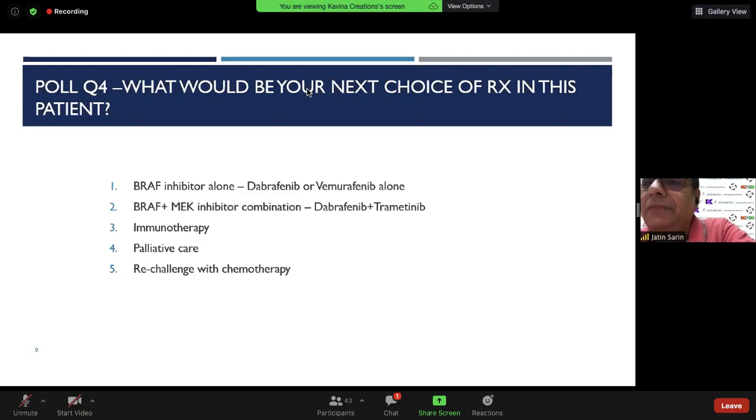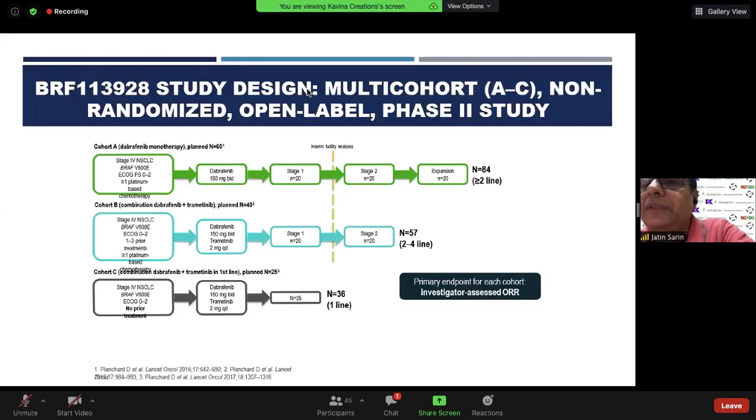Though she has been given 3 lines of therapy, there is still a case for starting BRAF inhibitor, and it should be a combination. BRAF inhibitor alone is not sufficient. Next slide, please.